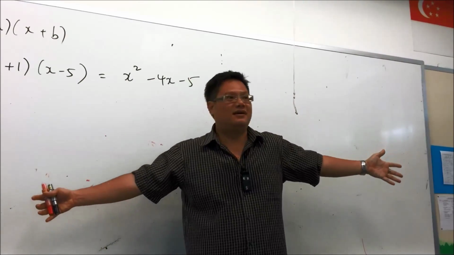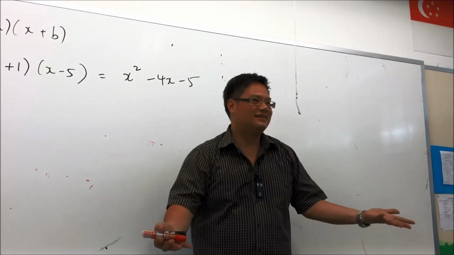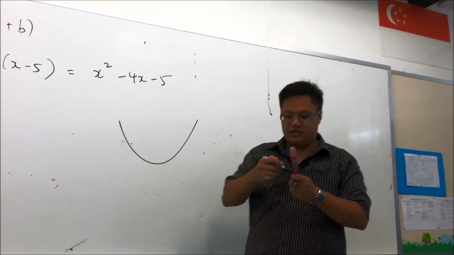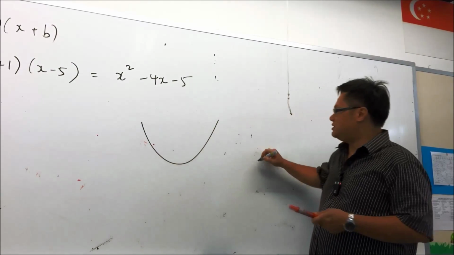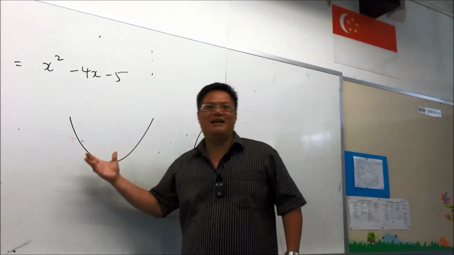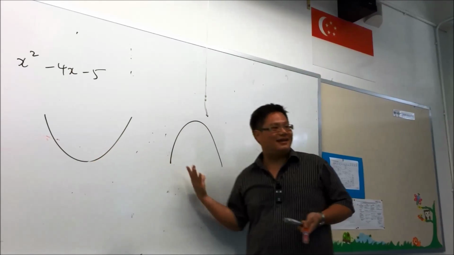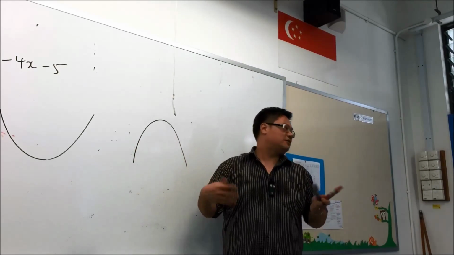So how does a quadratic graph look like? Everybody? Curve. What curve? U-shape. Very good. Is it only U-shape? Upside down. What do your Sec 2 teachers call it? Smiley face, sad face. Some people call it U-shape, N-shape, like a small letter n. So smiley face, sad face, U-shape, N-shape.